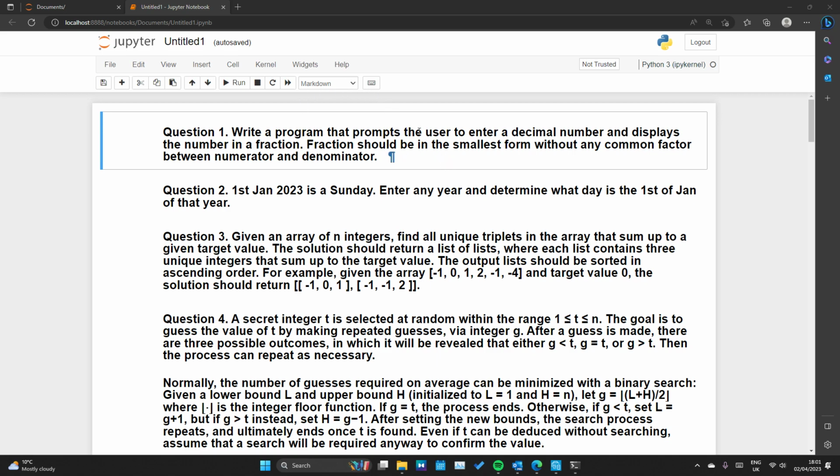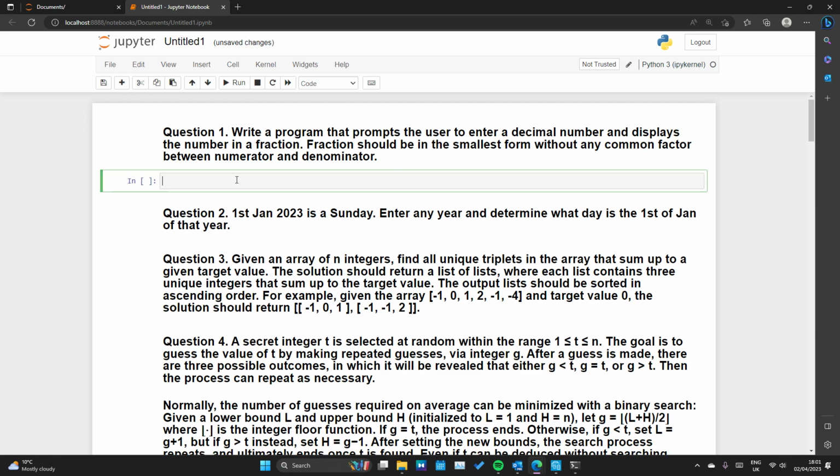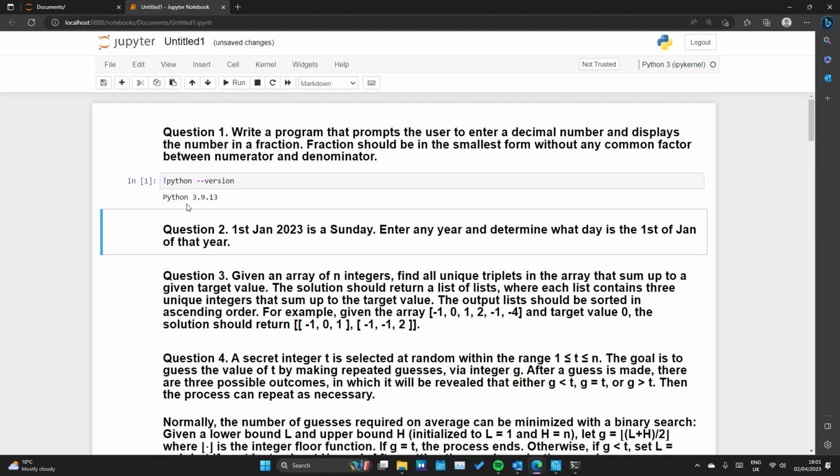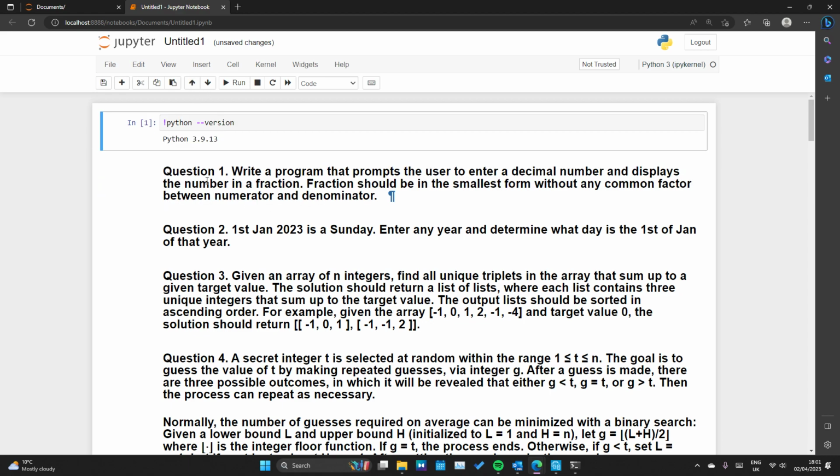I'm using a Jupyter notebook and Python 3.8, I think, and I can verify that. So I simply need to write an exclamation mark and python minus version, and it will tell us what Python version I'm using. So it says Python 3.9.13, and that's the version I'm using.